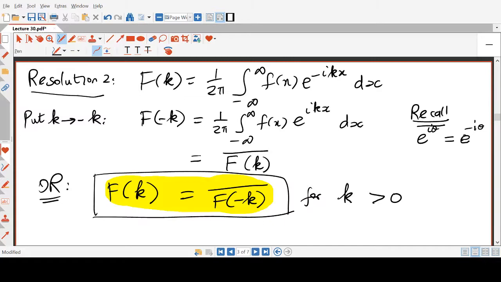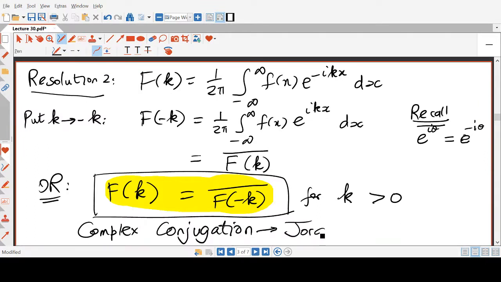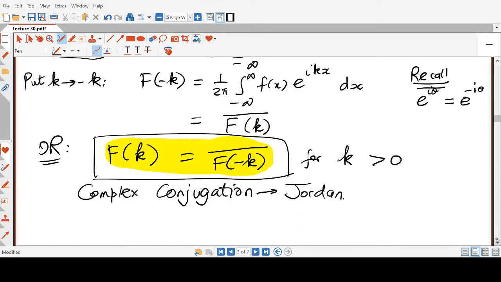So let me show you an example. Okay, so this is called complex conjugation. You can write this word here. Complex conjugation. And it was discovered by Jordan. Take an example which will make it very simple. There's only one example I have now.